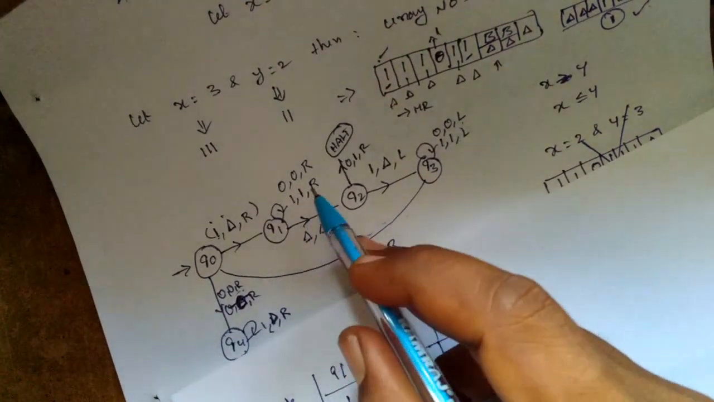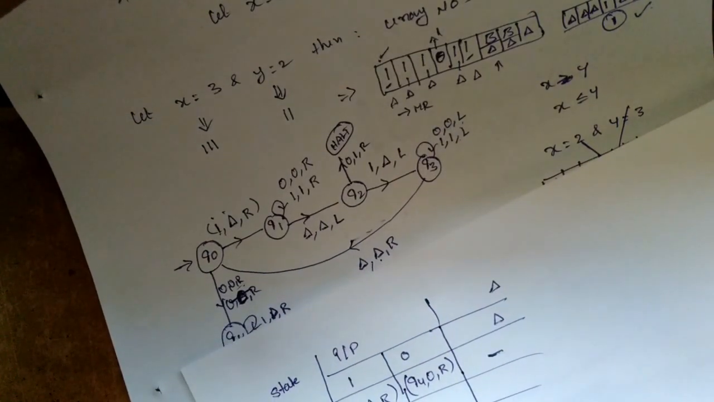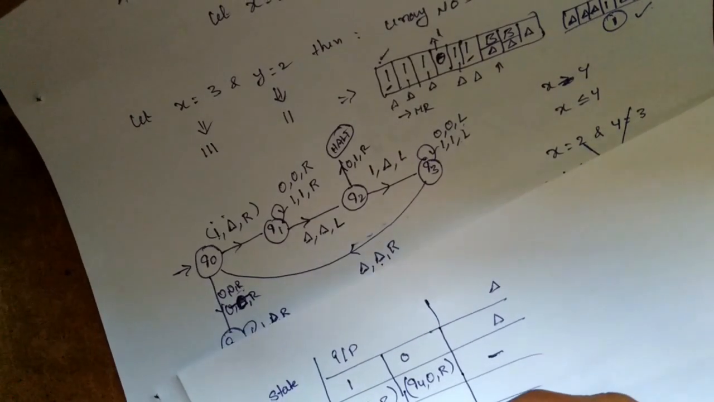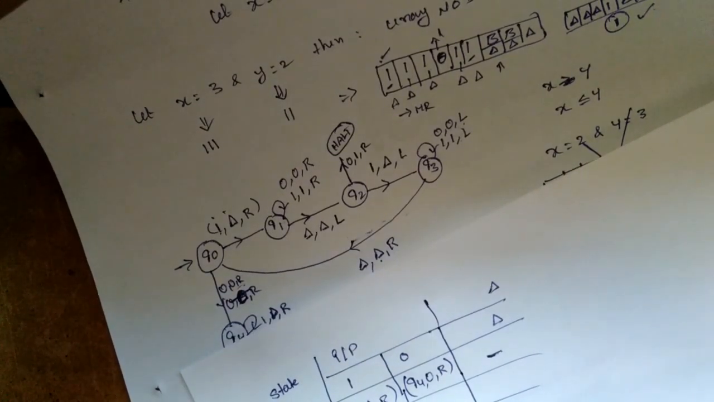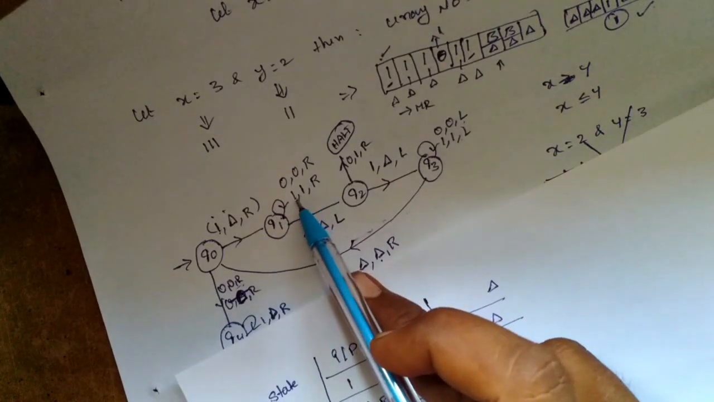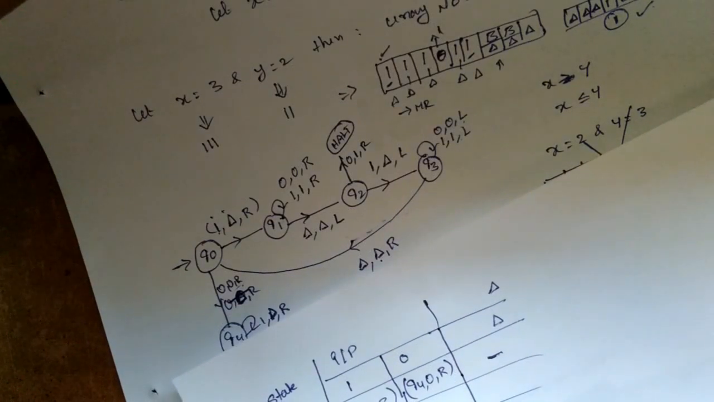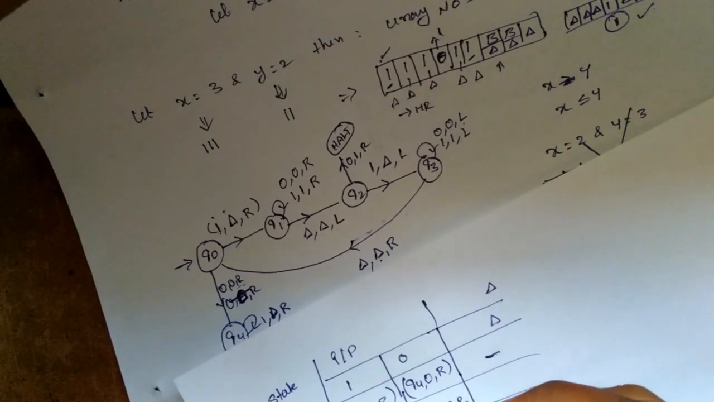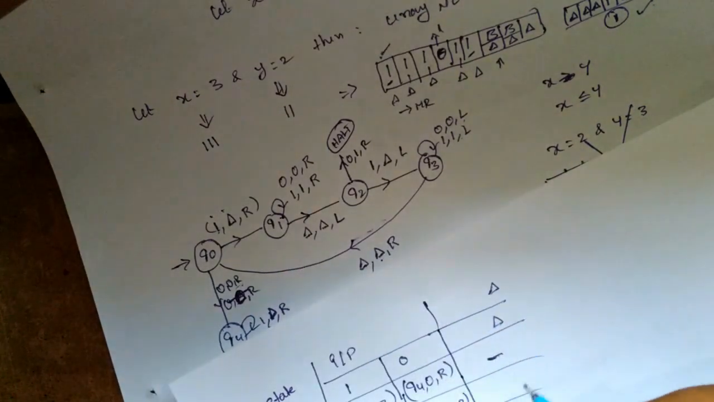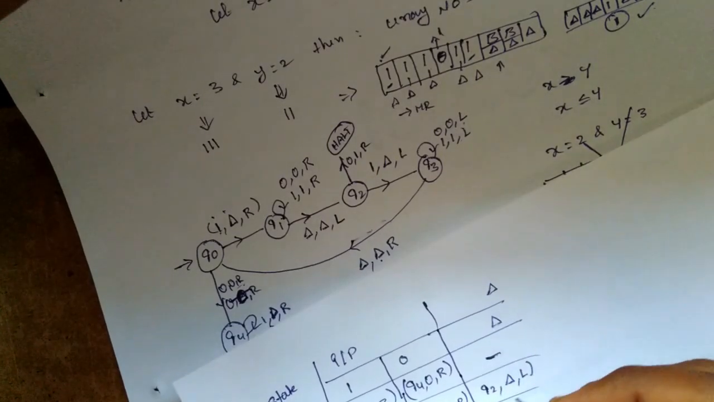Next Q1. From Q1 we can read three symbols. When read 1 as input, going to the same state, the written symbol is the same, and right. So that's why Q1, 1 comma R. When read 0 is also the same, Q1, 0 comma R. When read del, going to Q2, the written symbol is del, and the direction is left.